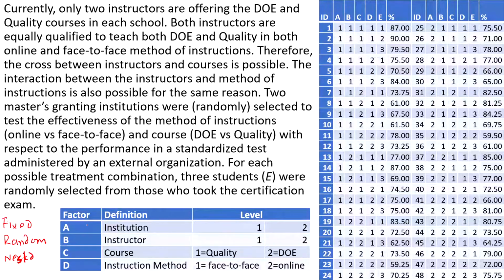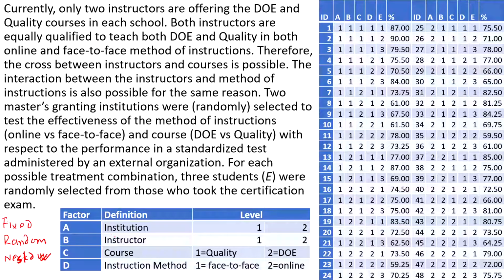So we have these four factors here: institution, and then instructor, course, and method of instruction. So all we have to do here is to determine these different types of factor. What are they? Fixed? Are they random or nested? That's what we need to do. First thing we need to determine is the nested one. So let's look for, we read through it and see.